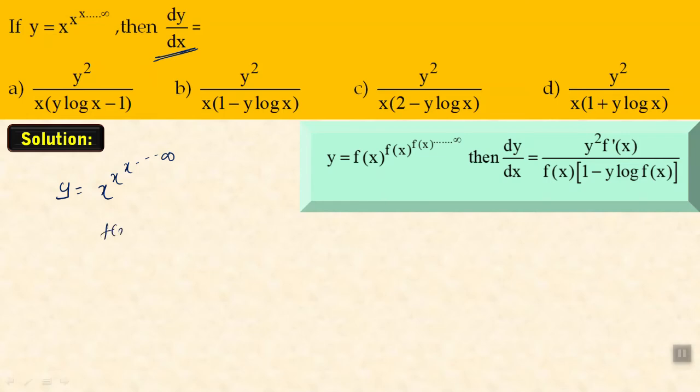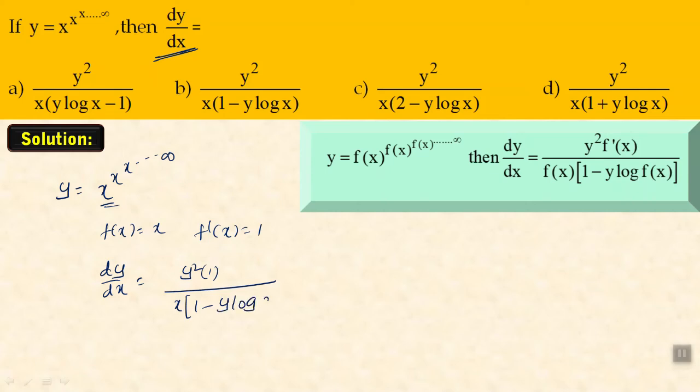Here consider f of x is equal to x, then f dash of x is equal to d by dx of x, which is 1. Now dy by dx is equal to y square into f dash of x, which is 1, divided by f of x, that is x, into 1 minus y into log of f of x, that is x. This equals y square by x into 1 minus y log x. Therefore, the answer is option B.